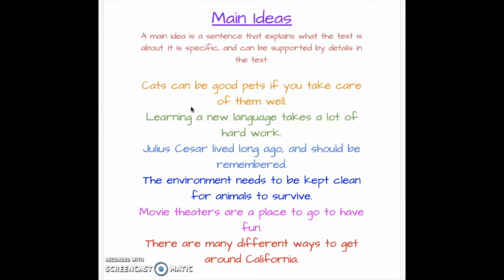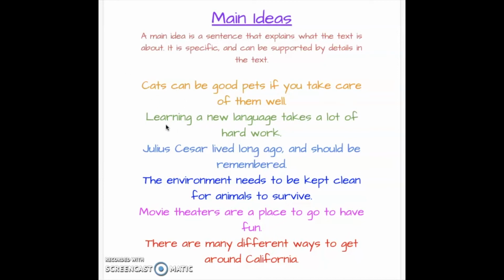So here's your first example. Cats can be good pets if you take care of them well. So think about it. This is probably from a text that's talking about cats. Do you think that this could be applied to the valiant little tailor? No, probably not. There's no cats in there. So it's specific. It's talking about cats.